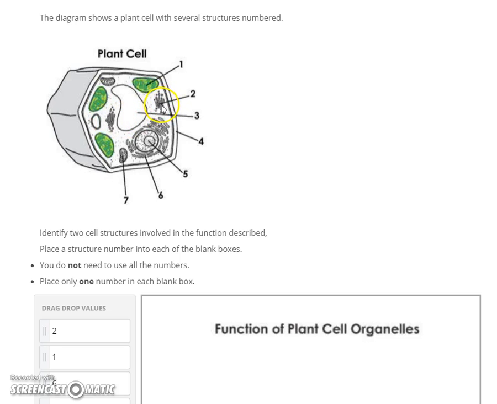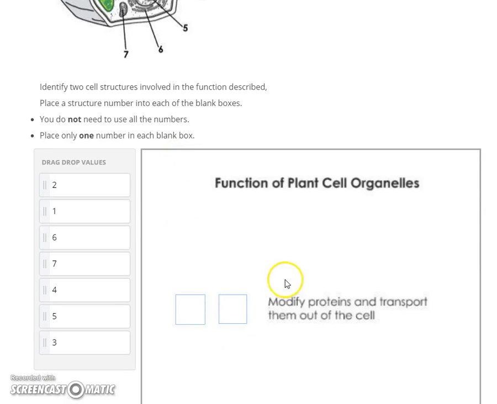The Golgi apparatus, or the Golgi body, its job is packaging, as far as it labels the protein with a little marker that identifies where it's to go. So if it's going to leave the cell, the Golgi kind of puts the address label on the protein, so it tells it where to go. So 2 and 6 are both related to modifying proteins and shipping them out. So 2 and 6, or 6 and 2, whatever. That would be our correct answers for there. Next.